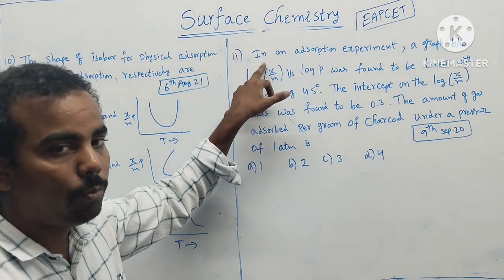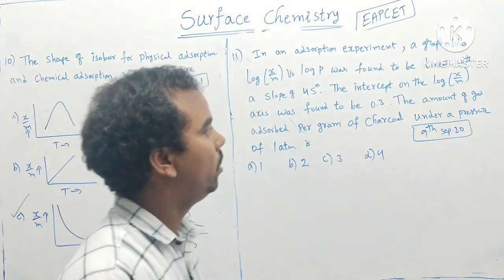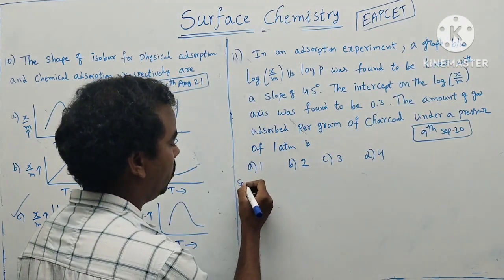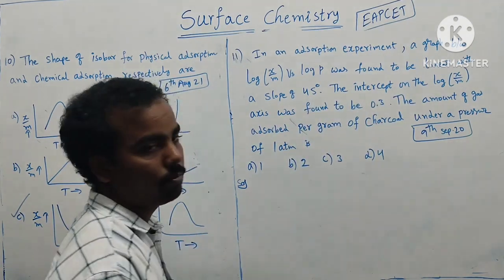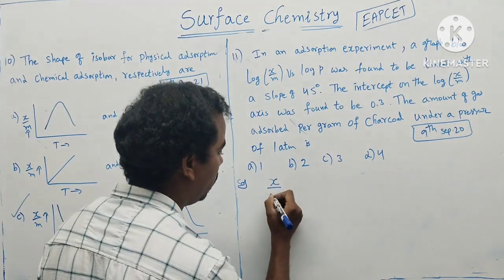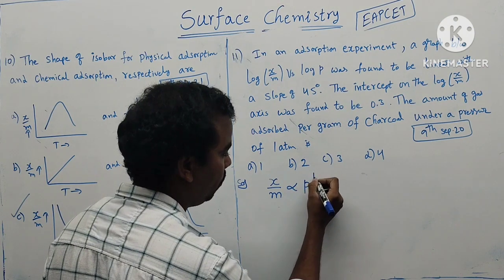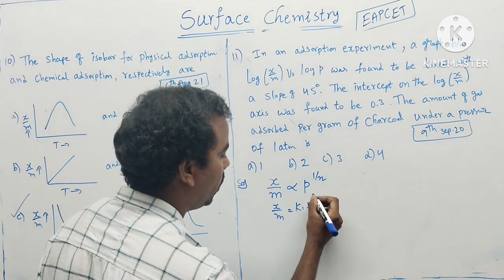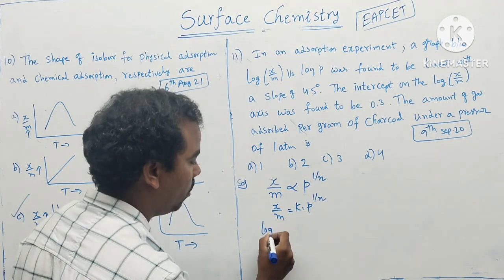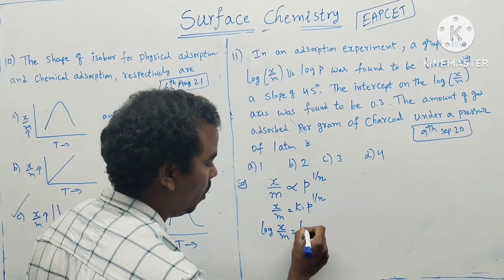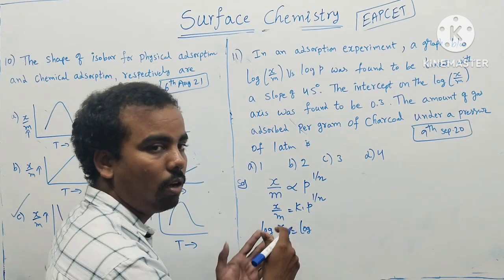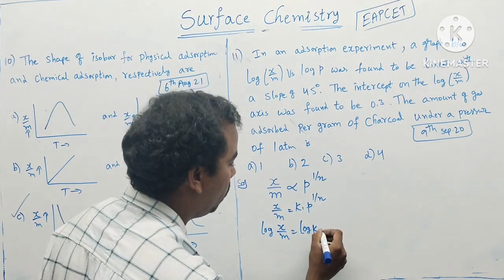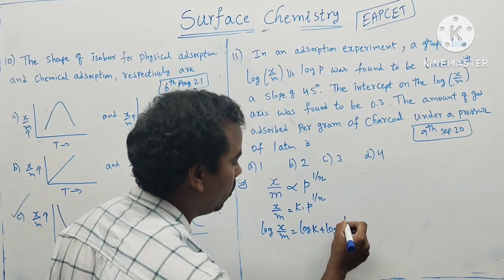Next question, very important. In an adsorption experiment, a graph between log x by m versus log p was found to be linear with a slope of 45 degrees. First, adsorption experiment means x by m is directly proportional to p power 1 by n. Removing the proportionality, x by m equals k into p power 1 by n. If you apply logarithm, log x by m equals log k into p power 1 by n. Log xy means log x plus log y. So log k plus log p power 1 by n.